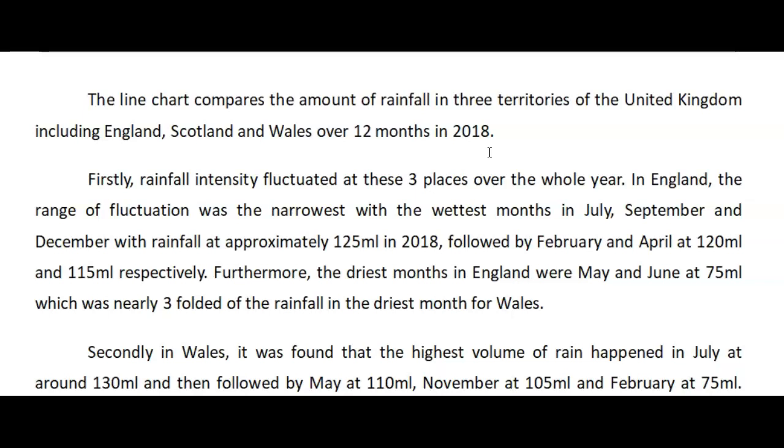Firstly, rainfall intensity fluctuated at these 3 places over the whole year. In England, the range of fluctuation was the narrowest, with the wettest months in July, September, and December, with a rainfall at approximately 125 ml. You don't need this at all, okay? Followed by February and April at 120 and 115 respectively. Furthermore, the driest months in England were May and June at 75, which was nearly threefold the rainfall in the driest month for Wales.